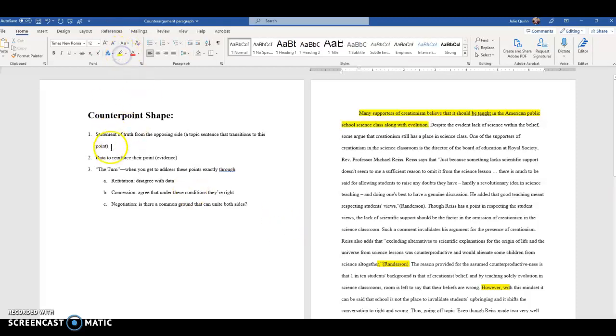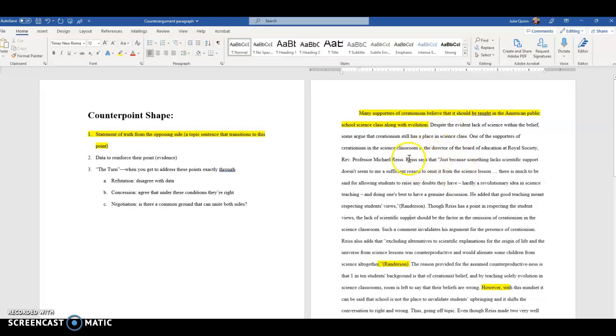I'm going to highlight that in yellow so you can kind of see what this looks like. So we've got that there so far. Now, there's data from that perspective, and we can orient into that, and you can see what the student has done. She said, despite the evident lack of science within the belief, some argue that creationism still has a place in science class. One of the supporters of creationism in science classroom is the director of the Board of Education at Royal Society, Reverend Professor Michael Rice. And so what's nice is that we even get a credential of the person. We're not just going to go to some random person off the street, but we're going to try to find the best representative of that position to make us look as thoughtfully educated as possible on the topic.